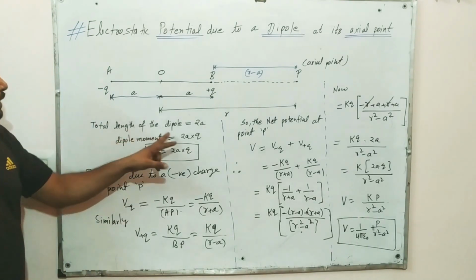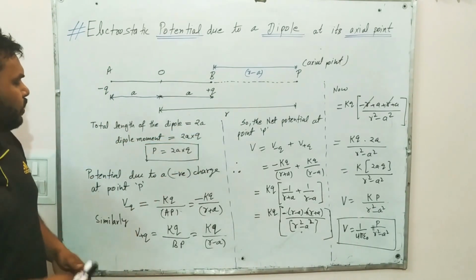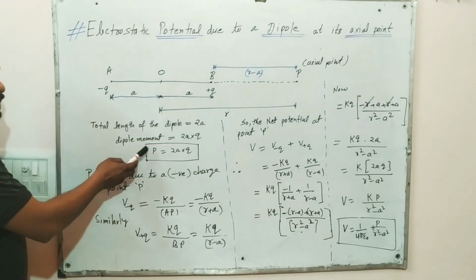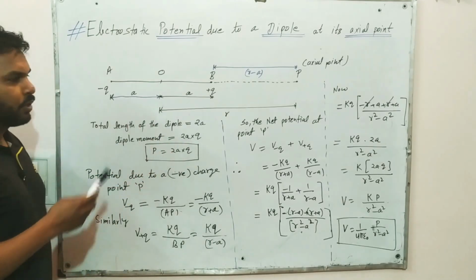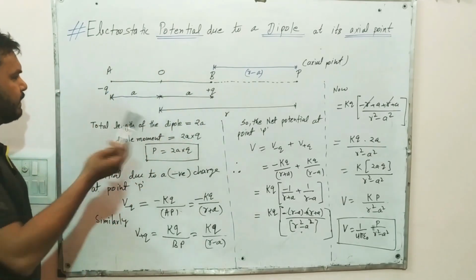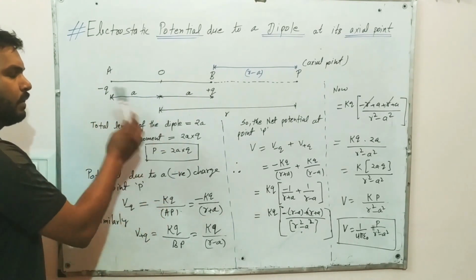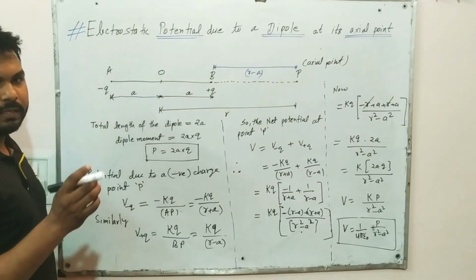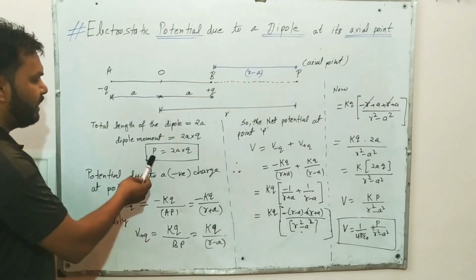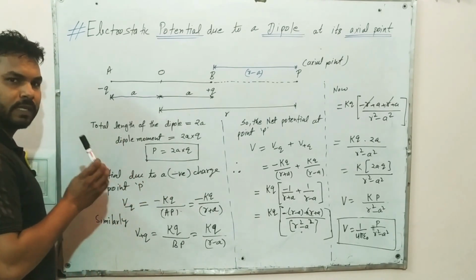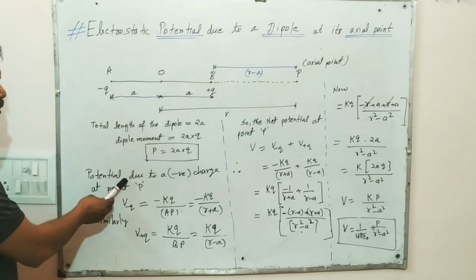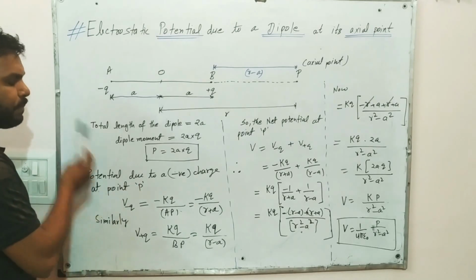So you know about the distances now. The total length of the dipole is 2a. Therefore the dipole moment is equal to 2a into q. Q is the charge of the dipole, whether positive or negative, but we take only the magnitude of the charge, not the sign. So p is equal to 2a into q. Clear?